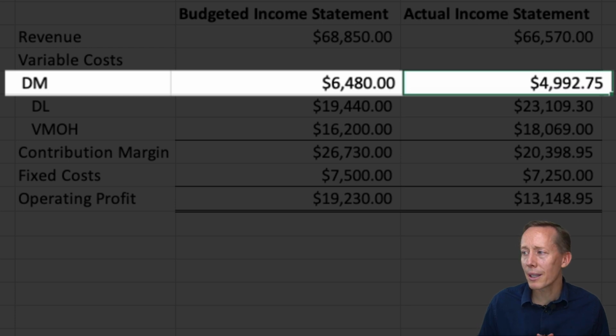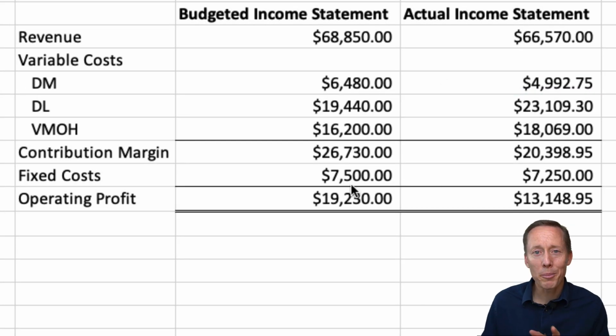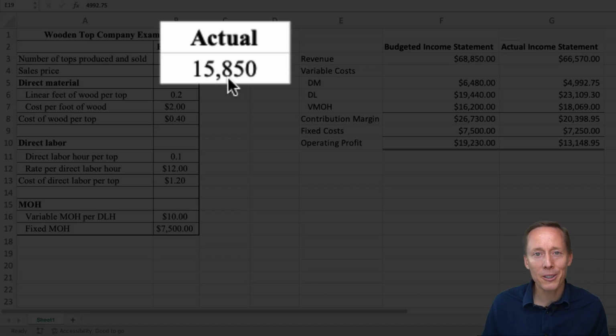The reason why this is tricky is because direct material costs are less. However, we would expect them to be less because we made and sold fewer tops than expected. So comparing these two numbers is not really meaningful when it comes to the variable costs and revenue. To help make this comparison more meaningful, we are going to create a flexible budget, which essentially answers the question, what would our budgeted income statement have looked like if we could have perfectly predicted the actual amount of wooden tops that we produced and sold?